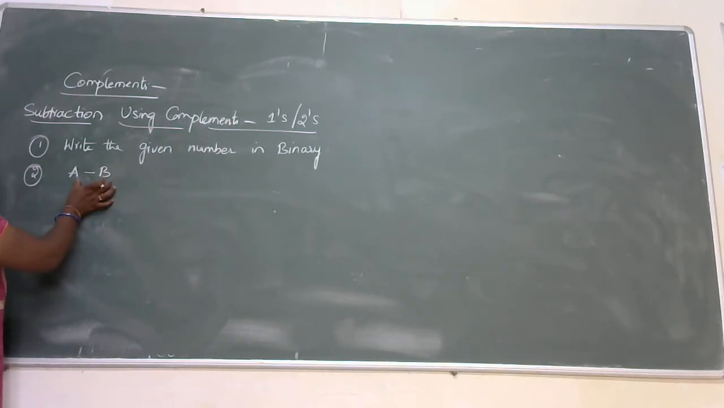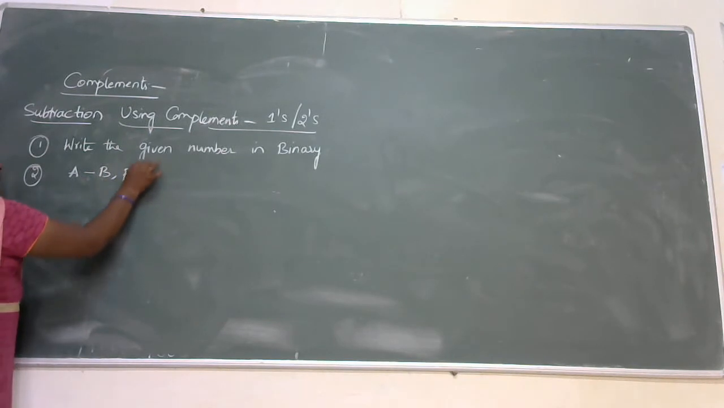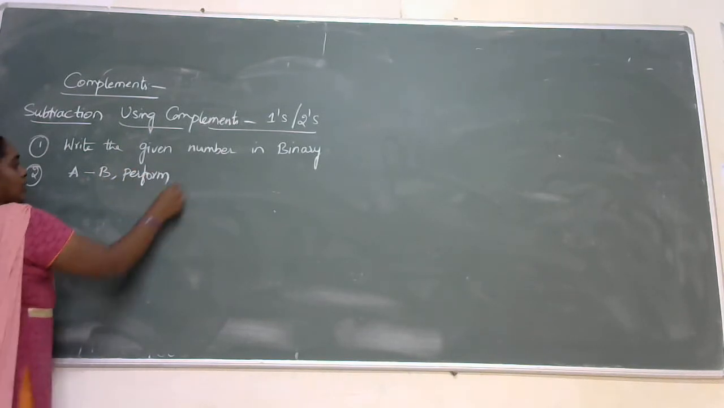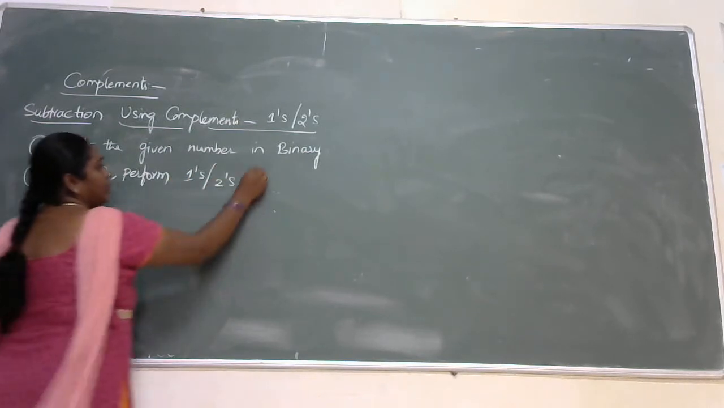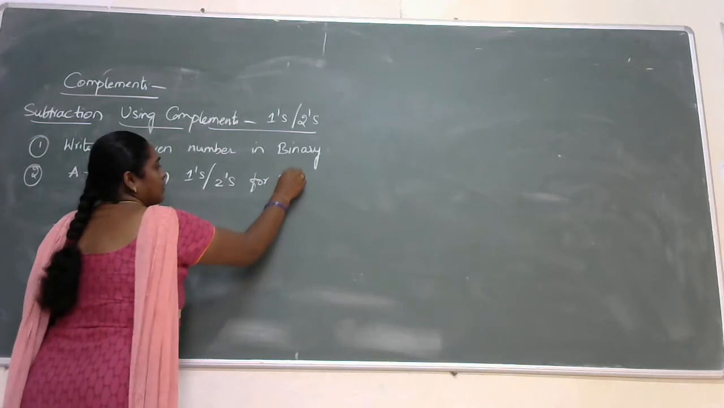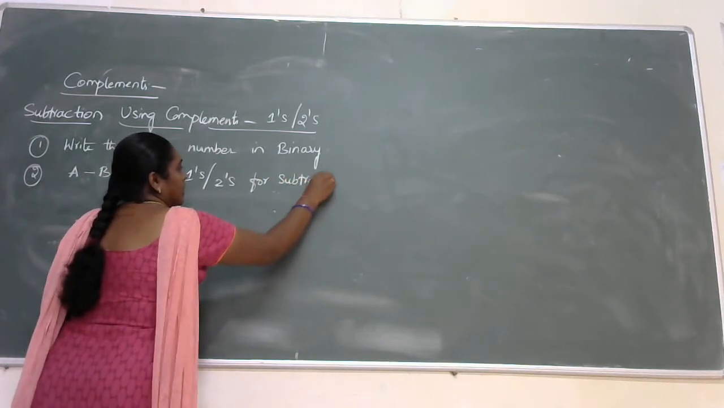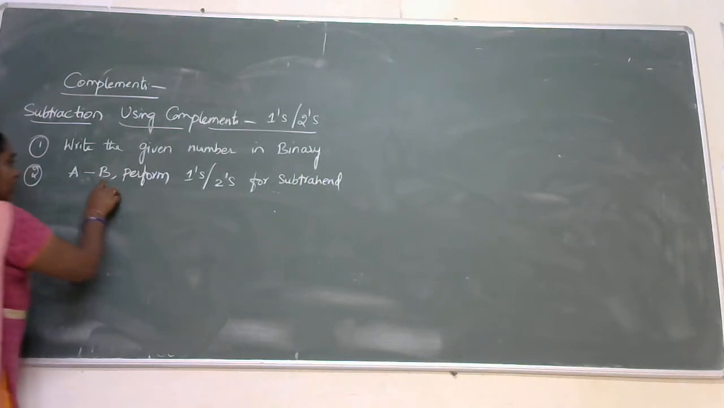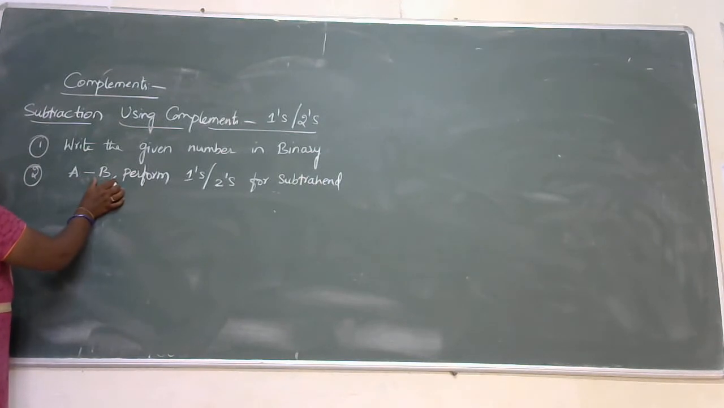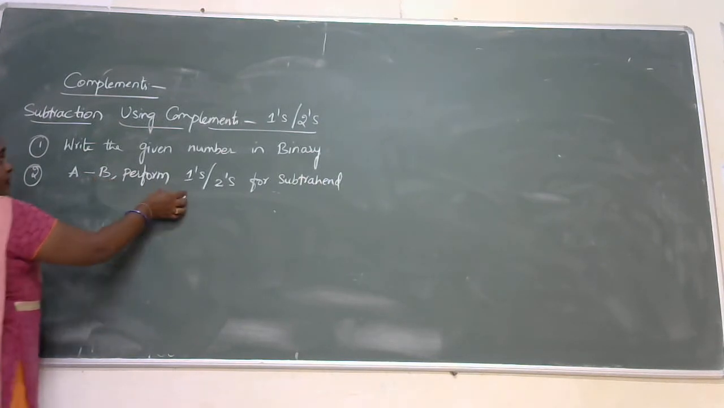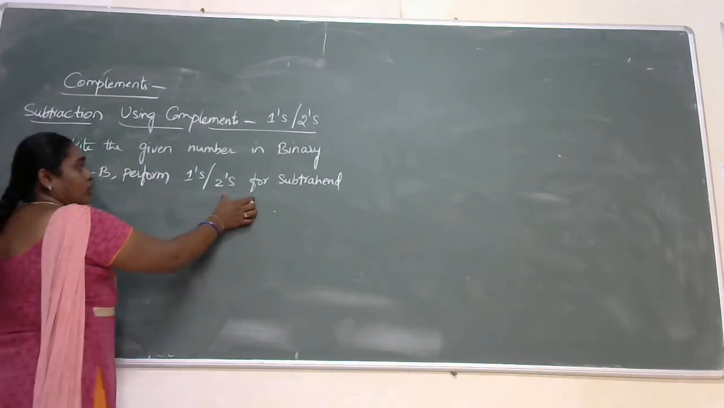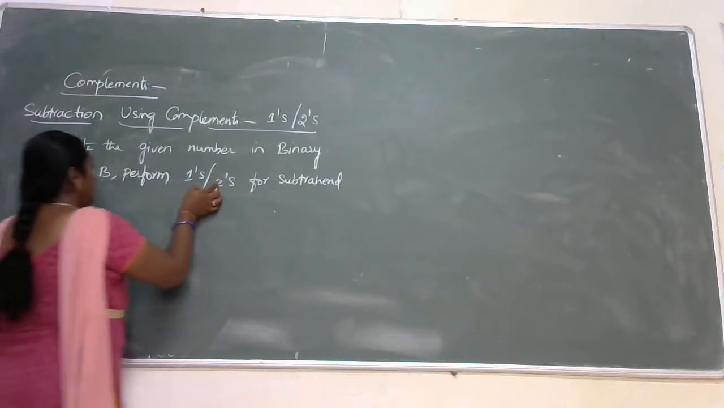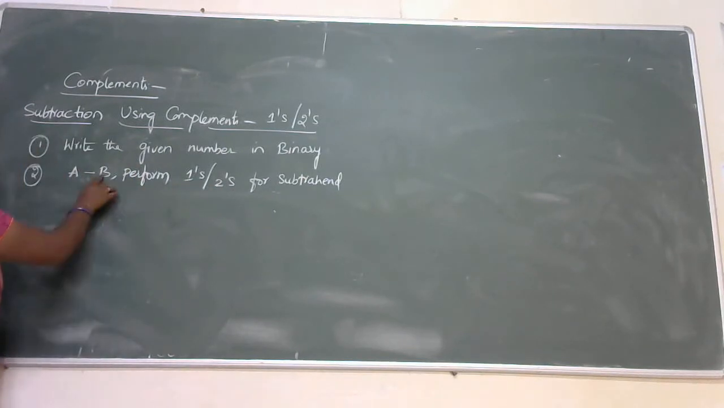So in this case, what I am doing over here is perform either 1's complement or 2's complement for the subtrahend. So here the subtrahend is nothing but B. So for this B number, if we are doing the subtraction using 1's, perform 1's complement. If we are doing the subtraction using 2's, you need to perform 2's complement for B.